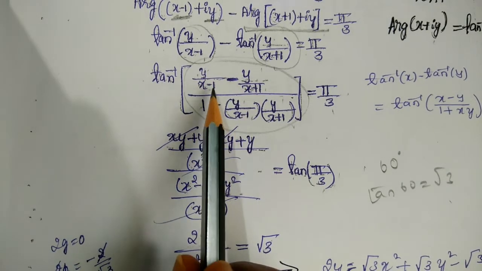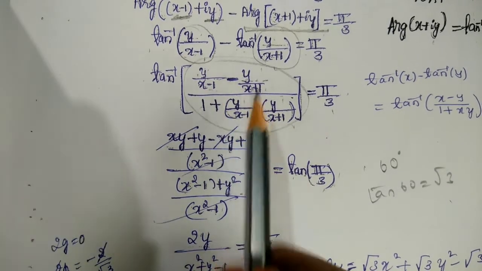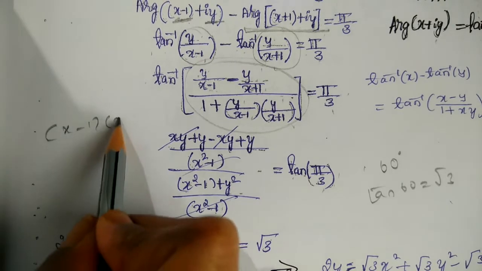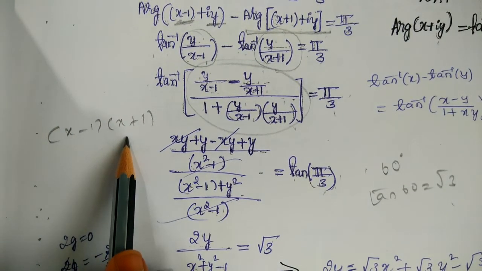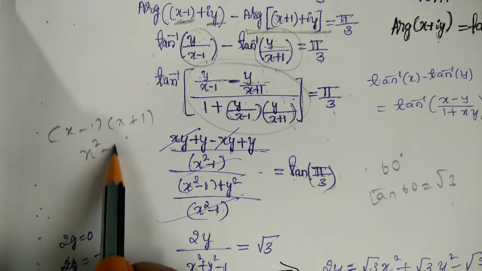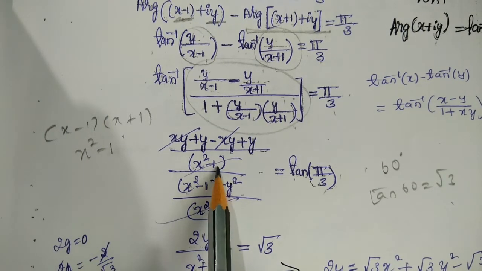So what is the LCM here? x minus 1 into x plus 1 is the LCM. So x minus 1 into x plus 1, it is in the form of a minus b into a plus b. Therefore, a square minus b square is what? x square minus 1 square. So x square minus 1 is the LCM.